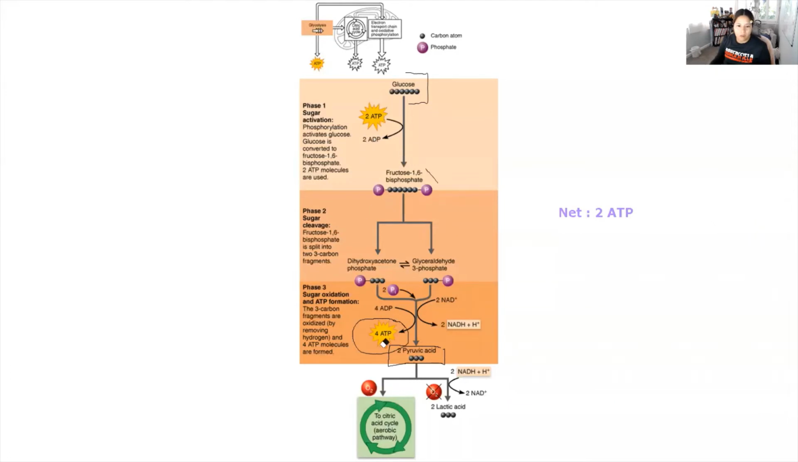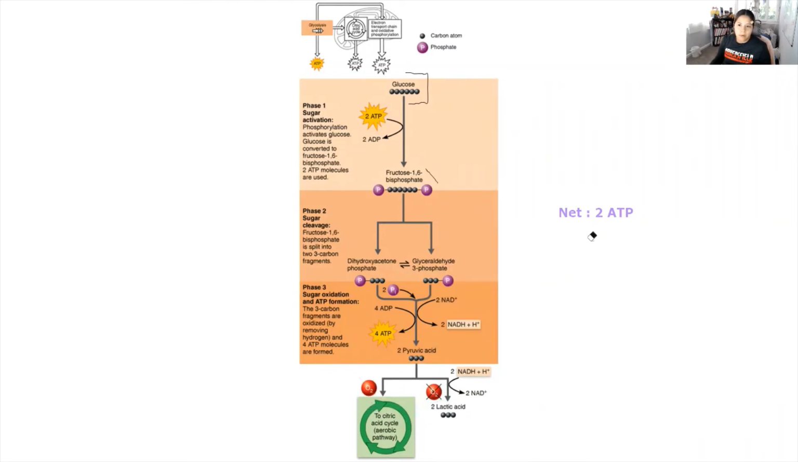There we go. So then from there, those 2 pyruvic acids will either go into the citric acid cycle, also known as the Krebs cycle, if oxygen is present. That's considered the aerobic pathway. And then if there's not oxygen present, okay, then we'll go the anaerobic pathway where we only make 2 ATP per glucose. And we're going to be making a waste product of lactic acid in the process. And we'll talk about that in a second.